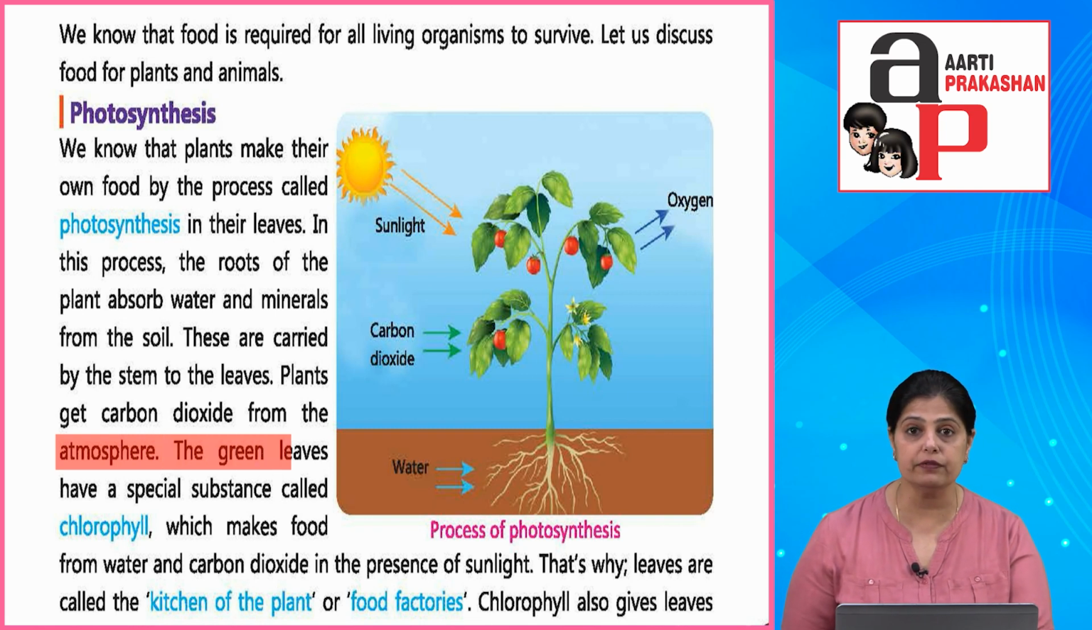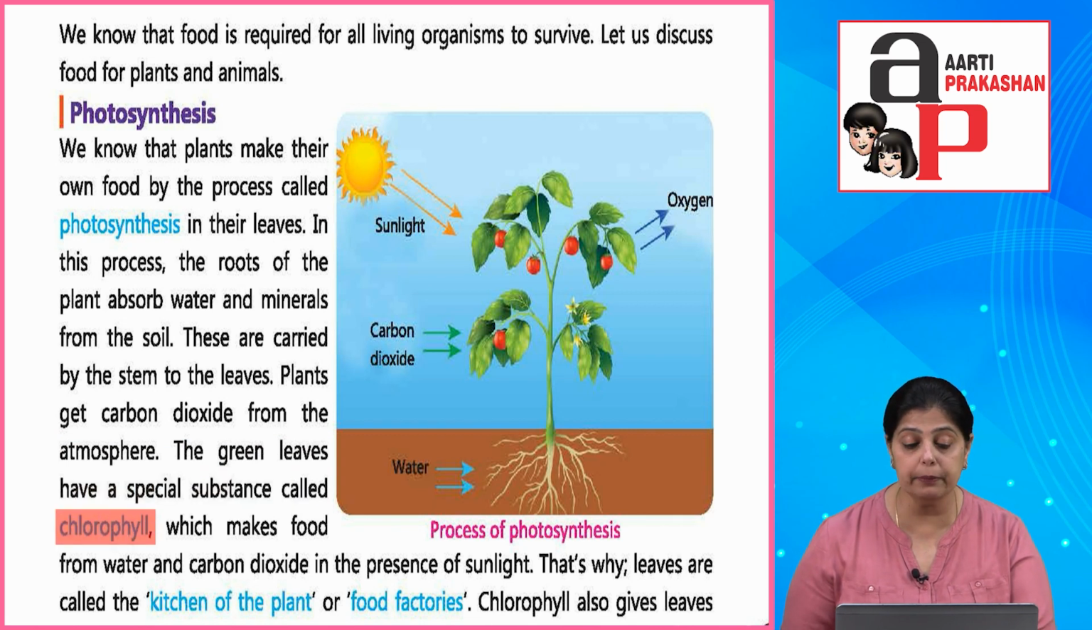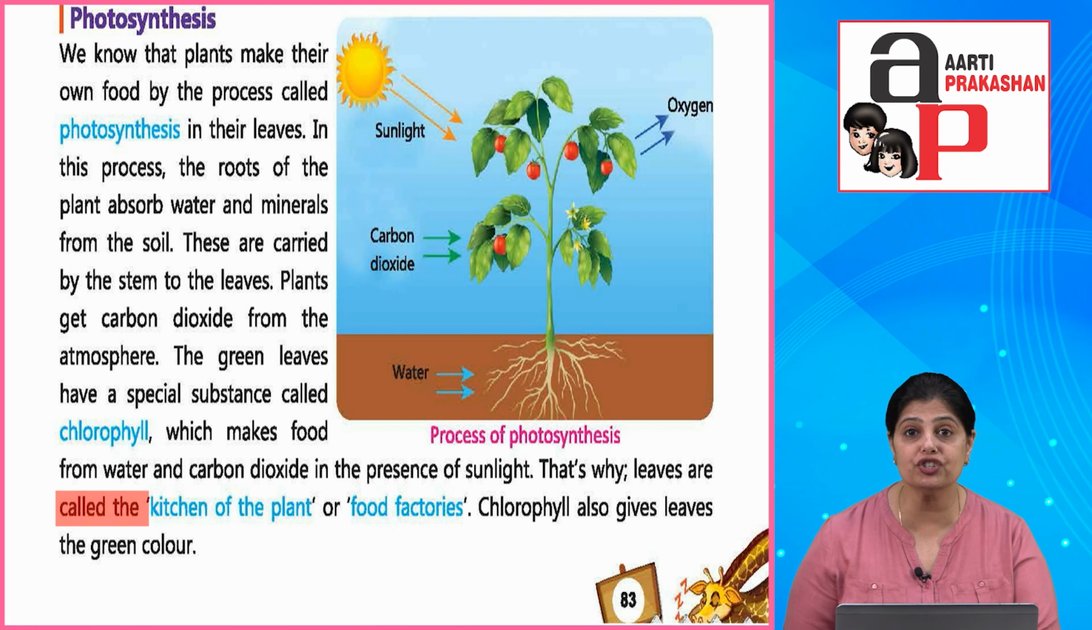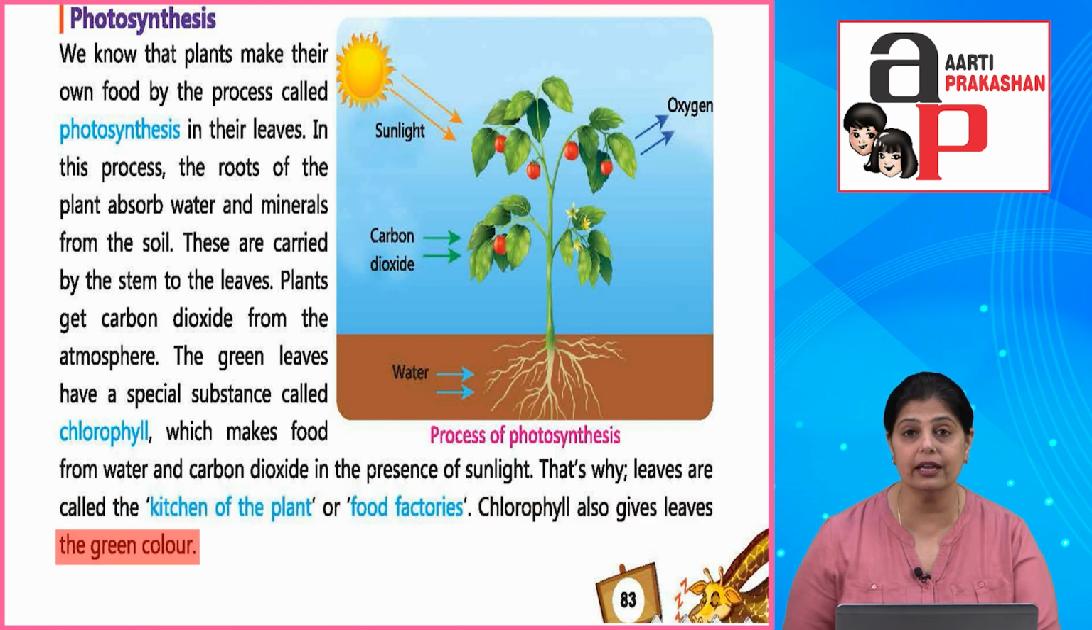So the green leaves, okay, they have a special substance which is called chlorophyll, and because of this chlorophyll, it helps them to make food from water and carbon dioxide in the presence of sunlight. Okay, that's why leaves are called the kitchen of the plant or food factories. Now, chlorophyll also gives what? It also gives the leaves a color. Okay, it gives the green color to the leaves.